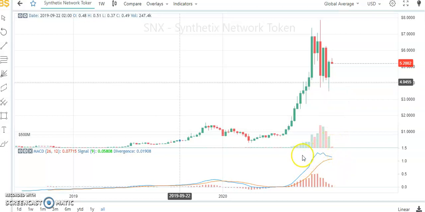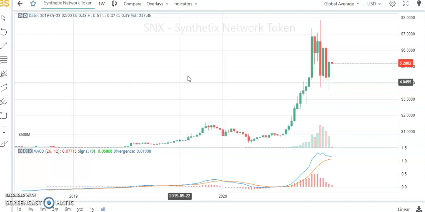Also, as you can see here, the histogram is going down to zero. So what we need is to see the histogram going up again if we want to see Synthetix Network Token going up over the next weeks. So right now, I will not bet on Synthetix Network Token. Of course, I'm talking from a mere technical point of view. If you are a holder, then it's a completely different scenario.